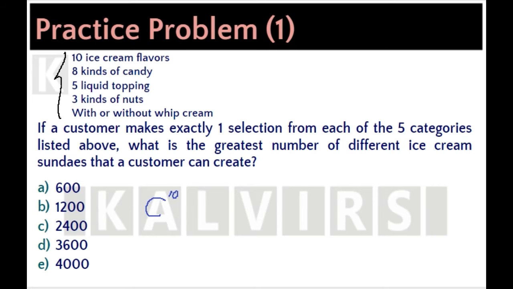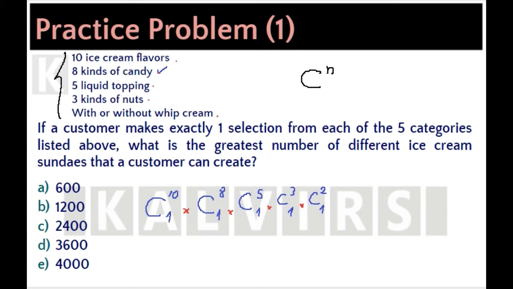Of 10 ice cream flavors, we're choosing one of them. Of 8 kinds of candies, we're choosing one of them. Of 5 liquid toppings, we're choosing one of them. Of 3 kinds of nuts, we're choosing one of them. And with or without whipped cream, we're choosing one of them. Finally, we're going to apply the product rule, since each kind of ingredient is a single task. Do not forget that.